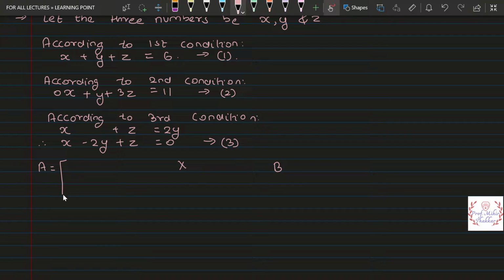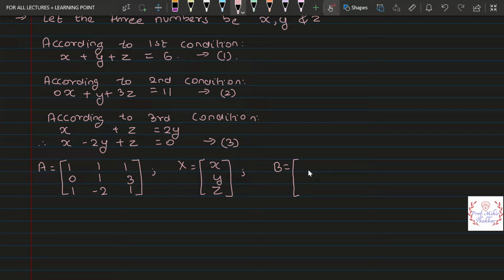A is the matrix of coefficients of the equations on the left hand side of the equations. First is 1, 1 and 1. First row represents first equation. Second row will represent the second equation, 0, 1, 3. Third row, it will be 1, minus 2 and 1. X over here is the matrix of the variables, which is always a column matrix. So x, y and z. And this over here is the RHS values. So 6, 11 and 0.